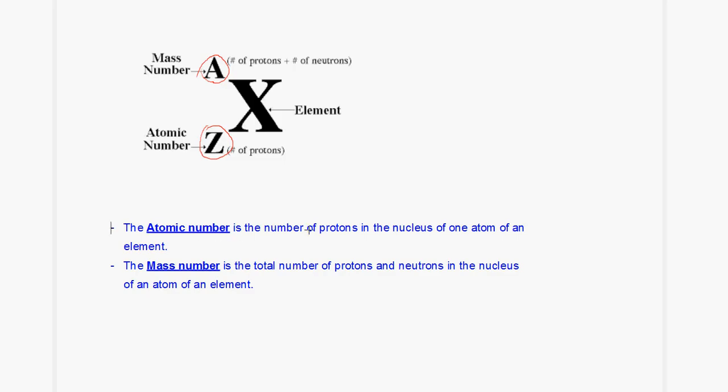So the atomic number is the number of protons in the nucleus of one atom of an element, and the mass number is the total number of protons and neutrons in the nucleus of an atom of an element. So you need to know these two definitions for atomic number and mass number.